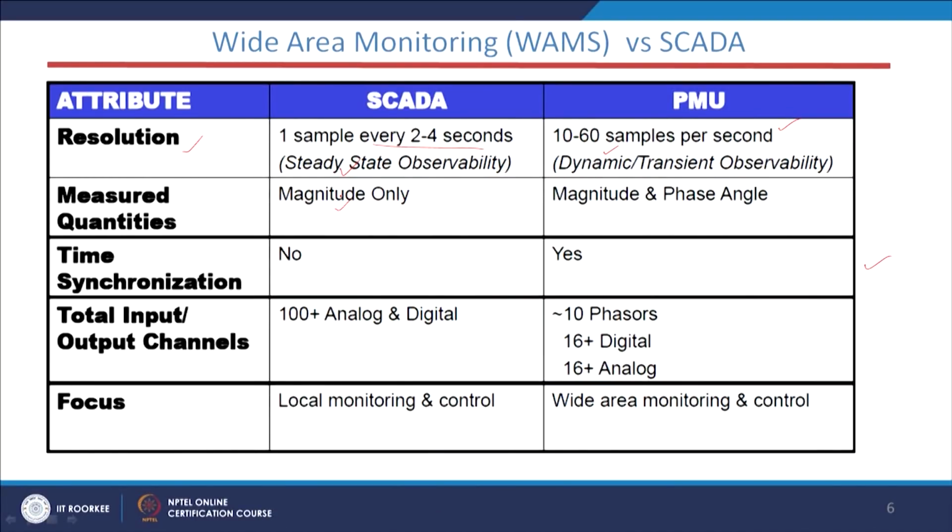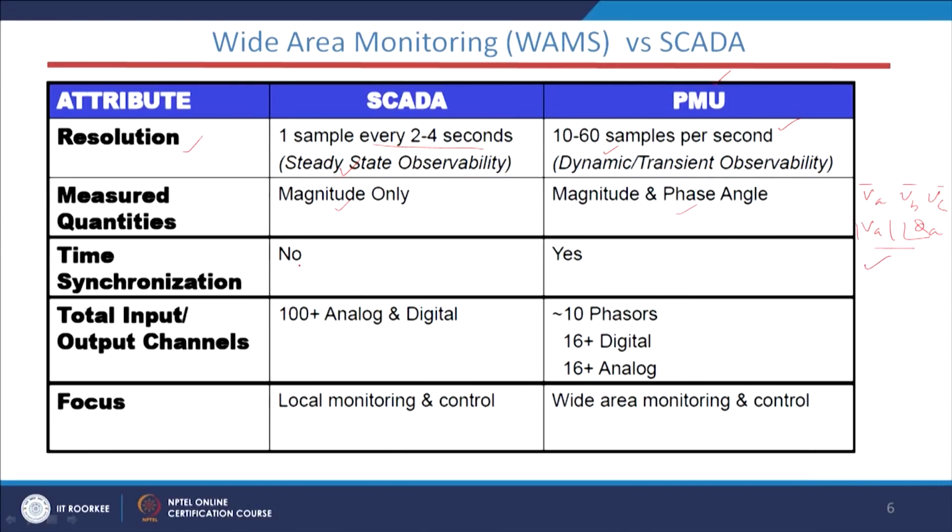Now, as far as the measured quantities are concerned, SCADA will measure the magnitude only, but in case of WAMS, due to the presence of PMUs, we can measure the magnitude and phase angle of the voltages and currents of each phase. Like if you have VA, VB and VC, for VA we can measure both the magnitude and the phase angle using the PMU. This is the phasor measurement unit. Inside this PMU, we have a signal processing algorithm called DFT, discrete Fourier transform. Using that algorithm, we can calculate the phases of different signals like voltage or current signals.